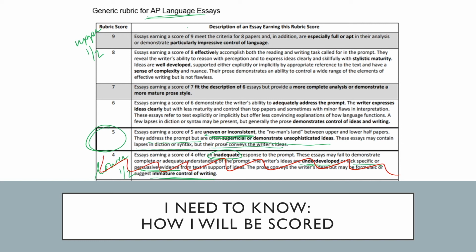So what happens as we start to get into 6? Because these are our goal. So a 6 adequately addresses the prompt. You've written on the topic that's required. You express your ideas clearly, although they might not be as mature as they could be, and they have more mistakes than might be ideal. But you do have explicit reference to the text, so what it says directly, and implicitly, those are the things that you can start to infer from the text. But you don't do a great job with your analysis. There's lapses in diction or syntax, so the odd mistake here and there, but overall, it shows that you know how to be a good writer.